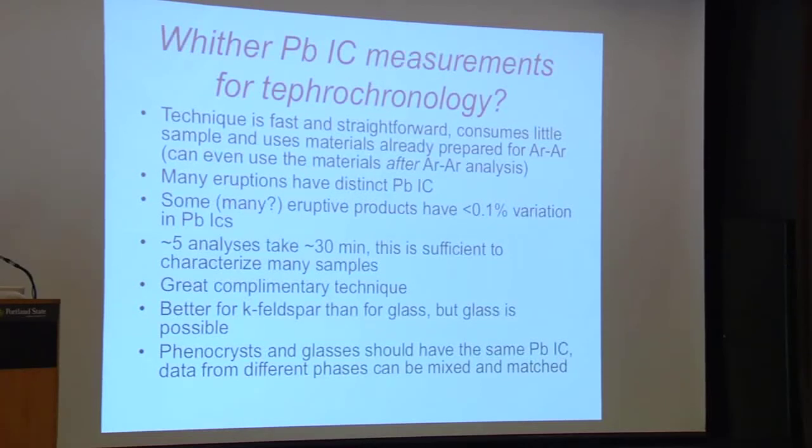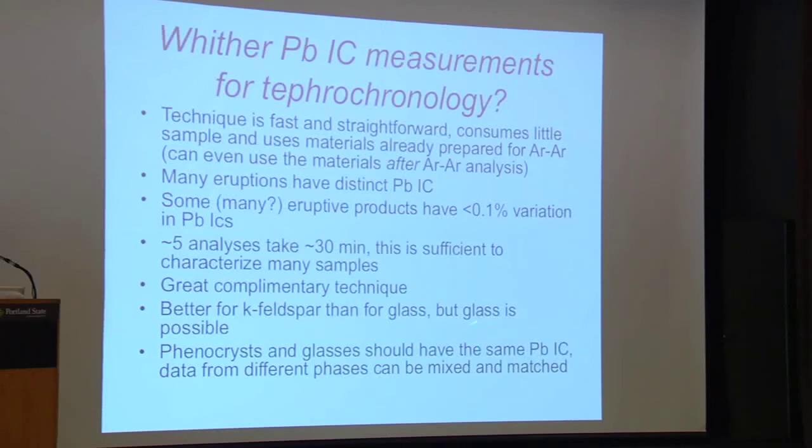It appears that many eruptions have distinct lead isotope compositions, but we don't have a lot of data from serial sections through single eruptive centers. Some or many eruptive products have variability in lead isotope compositions that we just can't resolve, which is great. They're essentially invariant for all intents and purposes. I think it's a great complementary technique.